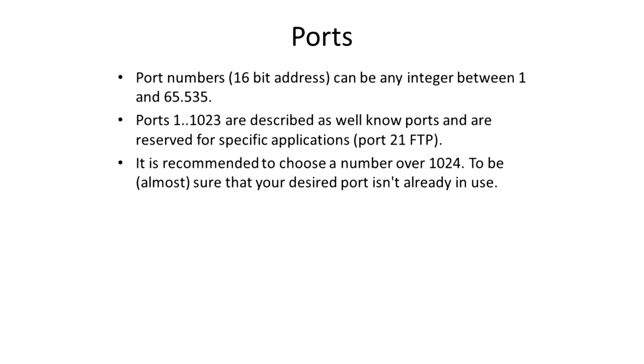We have a range of up to 65,000 ports. So lots to choose from, which translates to a 16-bit address. But bear in mind that the first 1,000 ports, or 1,024 ports, are reserved for well-known applications. An example here is that port 21 is File Transfer Protocol, that's FTP there. So it's recommended that you choose a port number greater than 1,024. And I think in our practical, we're going to go with the port number 55,555.